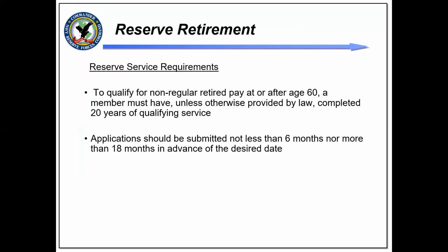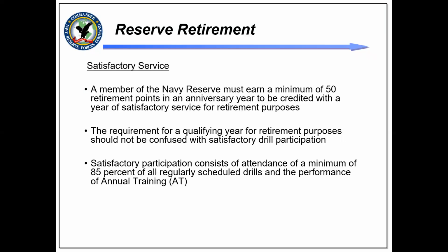To qualify for non-regular retired pay at or after age 60, a member must have, unless otherwise provided by law, completed 20 years of qualifying service. Applications should be submitted no less than 6 months or no more than 18 months in advance from the desired date. Satisfactory service: a member of the Navy Reserve must earn a minimum of 50 retirement points in an anniversary year to be credited with a year of satisfactory service for retirement purposes.